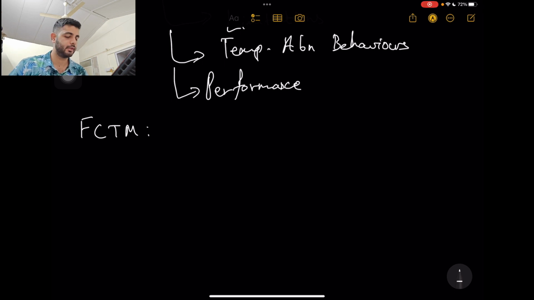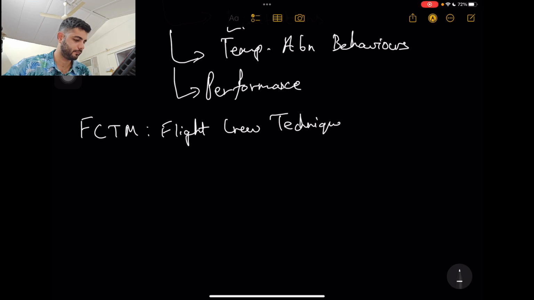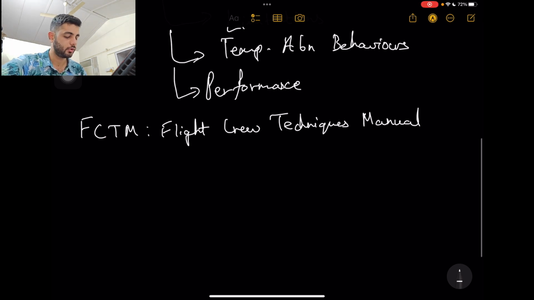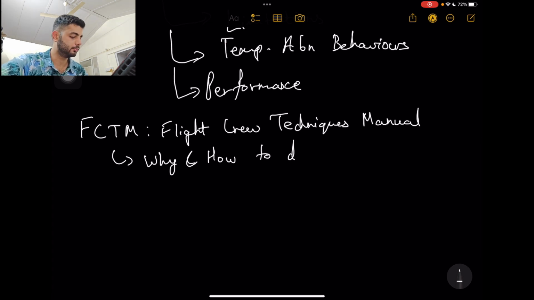First, let's go through the full form. It's not again flying, it's flight. Flight Crew Techniques Manual, not technical manual. That is where the next mistake is. So they catch you with flying, they catch you with technical. As the name suggests, it teaches you how to do things. It teaches why and how to do things which are in the FCOM.